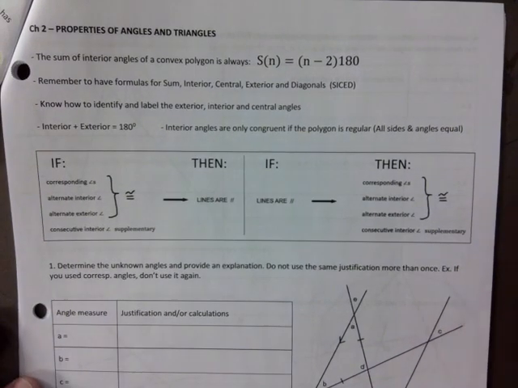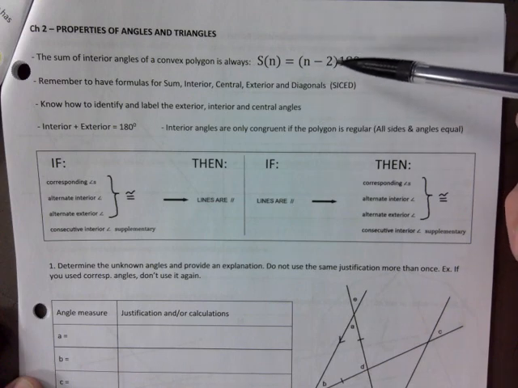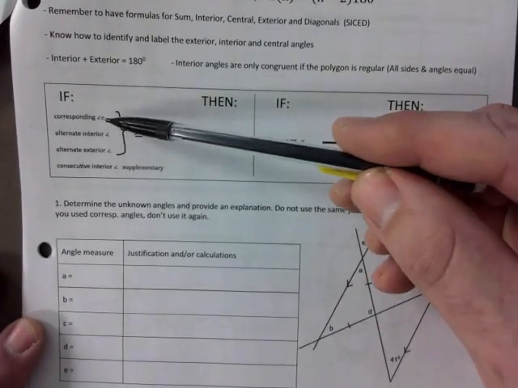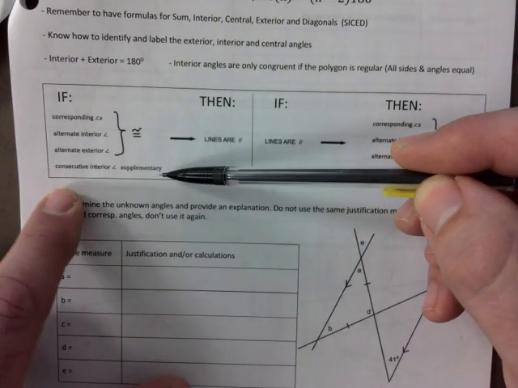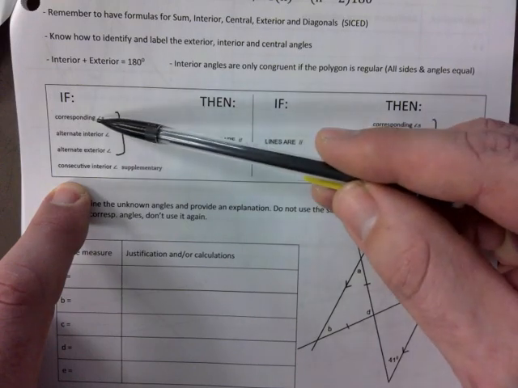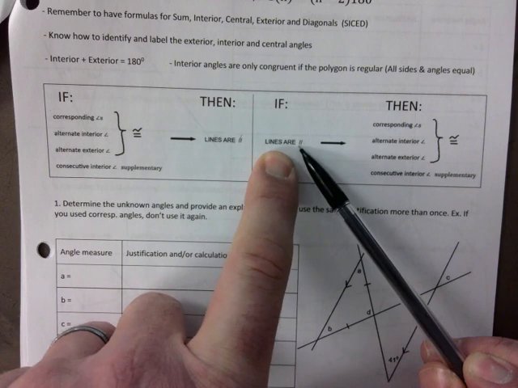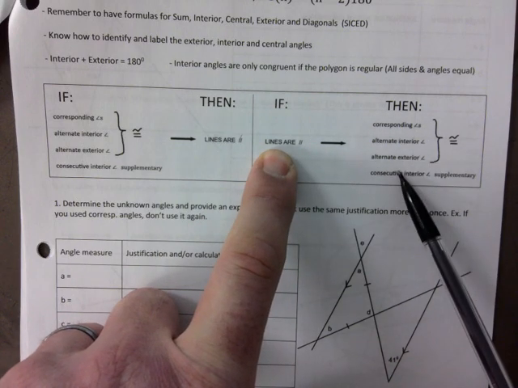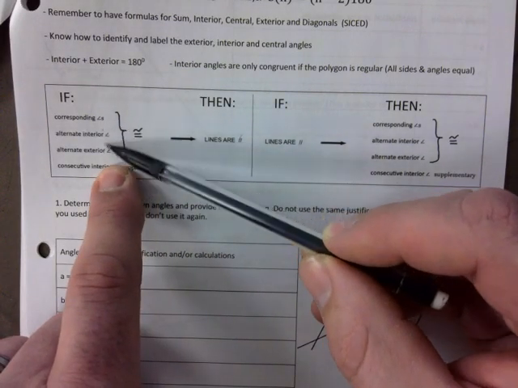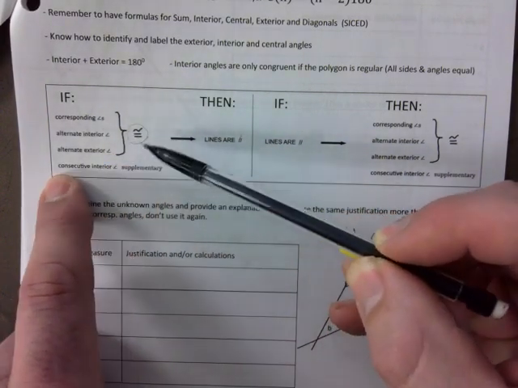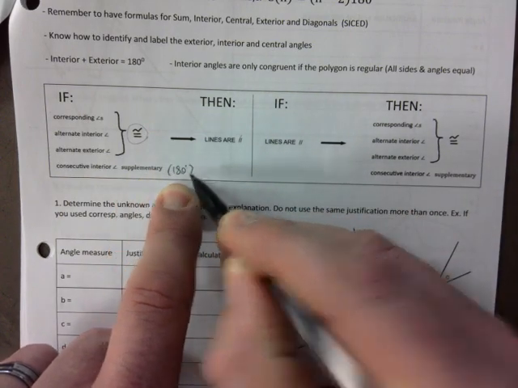So chapter 2 has to do with parallel lines. The 4, do you remember, corresponding, alternate interior, alternate exterior, and CIAs, right? If one of these is true, then lines are parallel, and it goes the other way. If lines are parallel, then you're guaranteed all 4 of these are going to be true. But remember, it's only these 3 where you have congruency, and the CIAs are supplementary, right? 180. So just remember that.